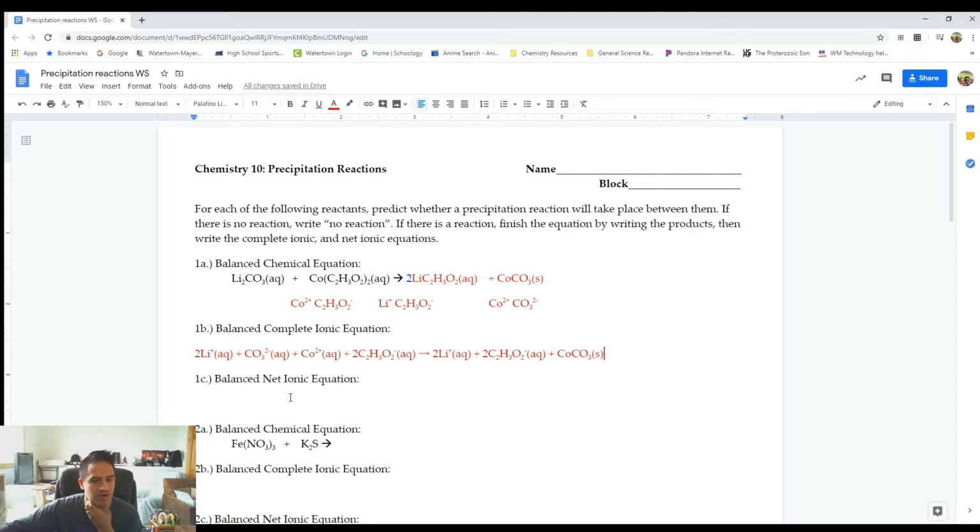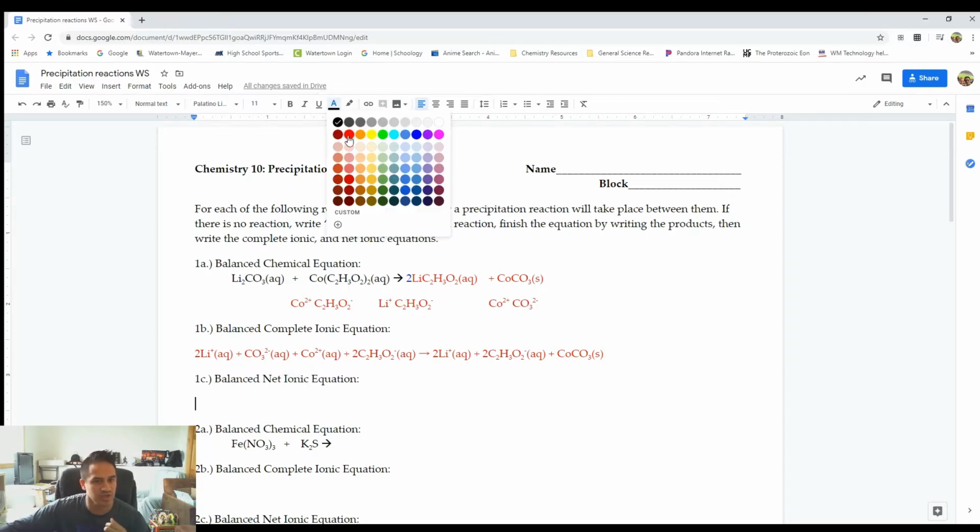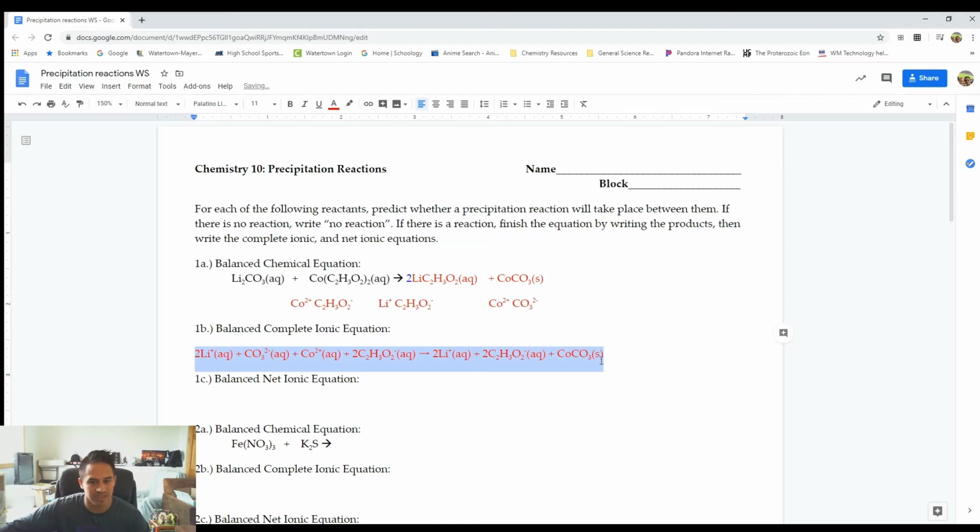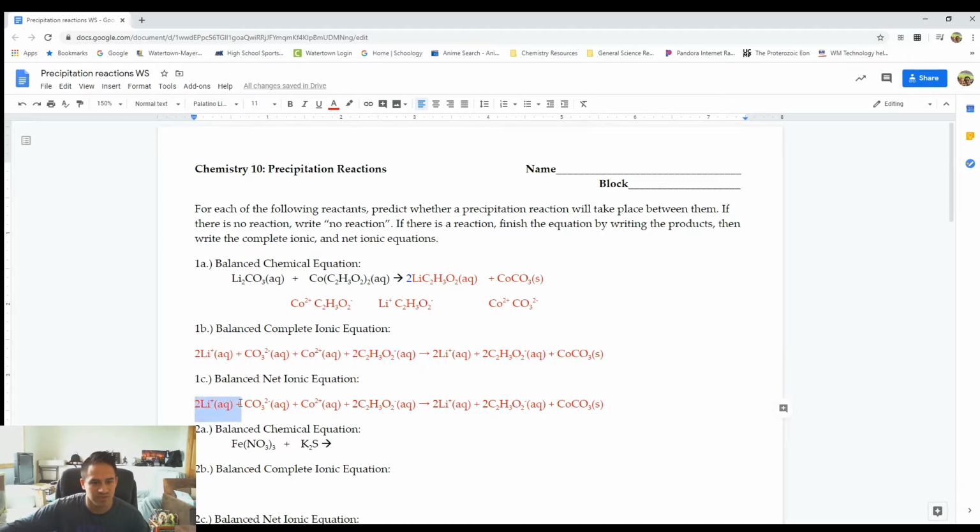And then our net ionic equation is going to be this thing here minus the spectators. So I'm just going to copy and paste it. And then we're just going to remove the spectators. So on both sides, the things that are exactly the same, we have 2 lithium ions that are the same. So that's those 2. And we have 2 acetate ions, which are the same. So that are these 2. So we're just going to get rid of those. Let's get rid of that, and this, and all this. And bam, that's what we got.